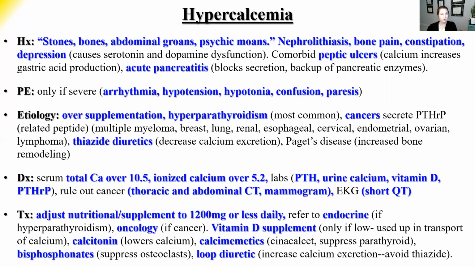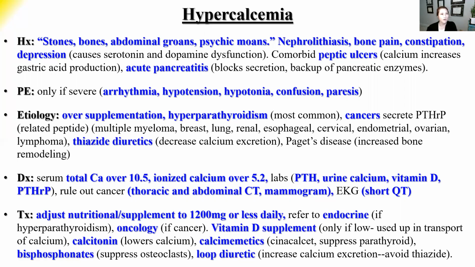The labs that we should order in the workup of this patient are going to be the parathyroid levels, urine calcium, vitamin D, and then parathyroid hormone related peptide. And that's kind of a specialty lab. As a primary care, you're probably not going to be ordering that one, but certainly a parathyroid and a vitamin D would be appropriate. You also want to rule out any cancers if you have suspicion of that.